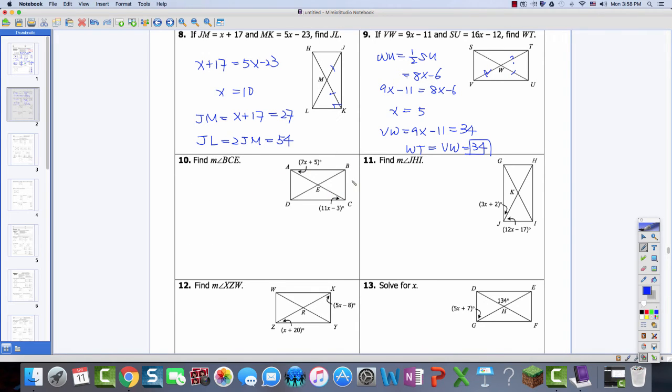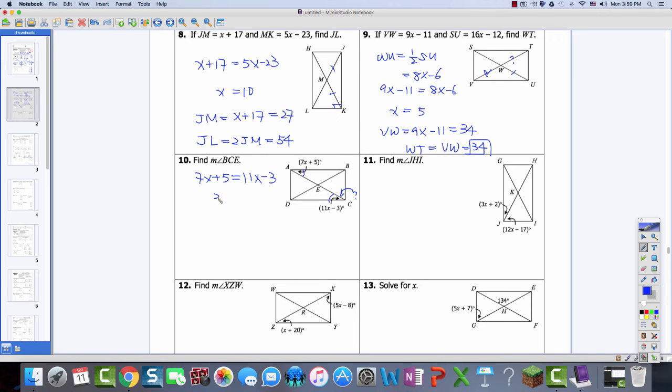So number 10, we're asked to find the angle measure of BCE, which is right in here. What is that angle measure? In order to do that, we have to find the angle measure for DCE first, which is 11x minus 3. And the other information that's given is this portion of the other right angle. So we know that this angle here and this angle here are alternate interior, therefore they must be congruent. So you just set it up. Once you set that up, you solve for x.